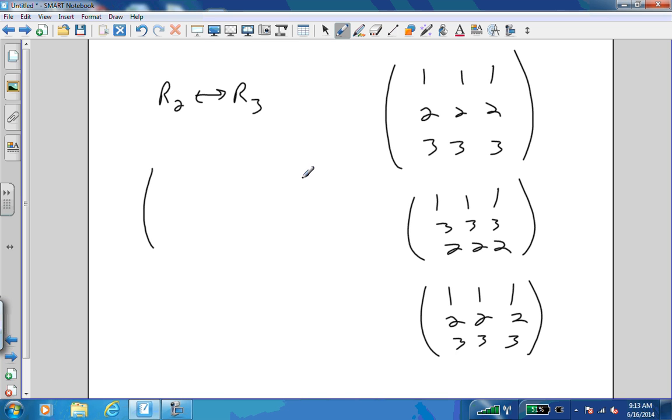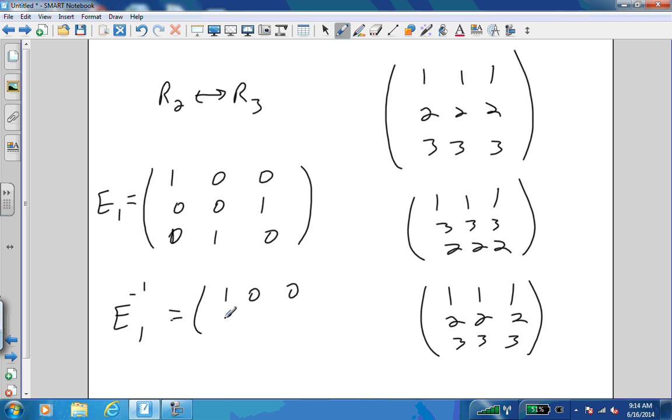So remember our elementary matrix for interchanging the second and the third row: we interchange the second and the third row on our identity matrix. So if that was our elementary matrix, then the inverse of that would be the same thing, because to get the inverse of this, we're just going to swap the second and third rows again.